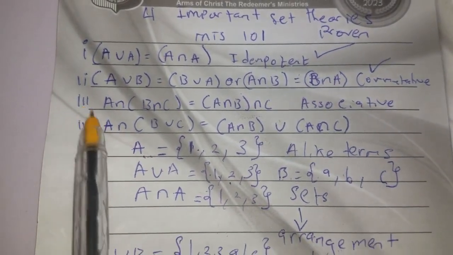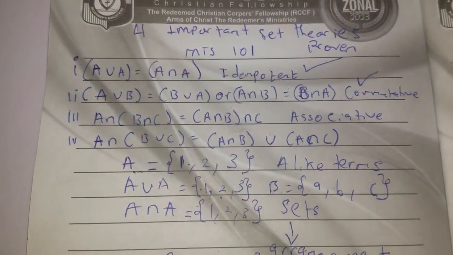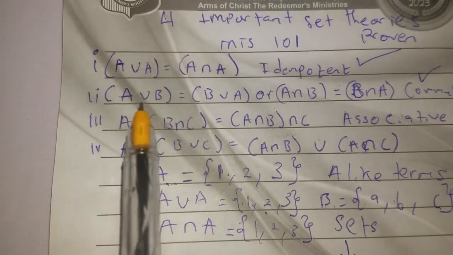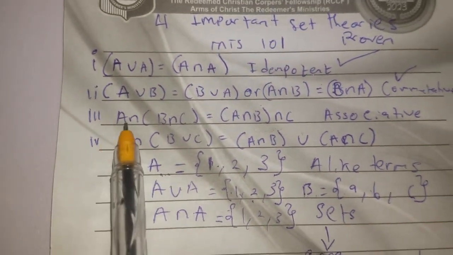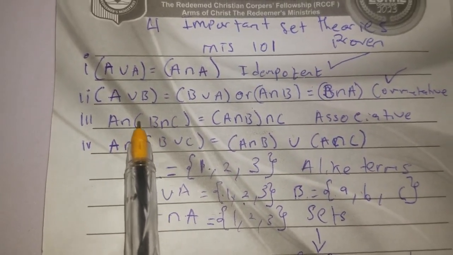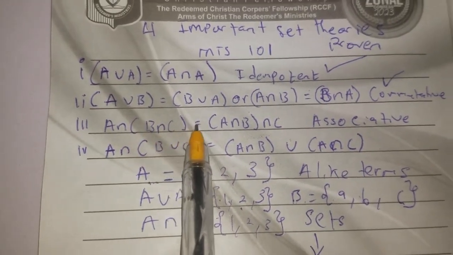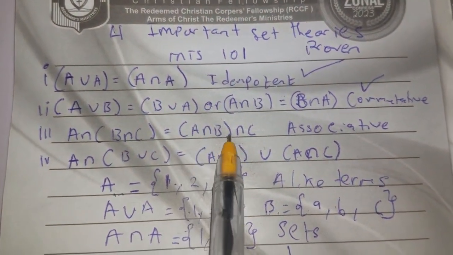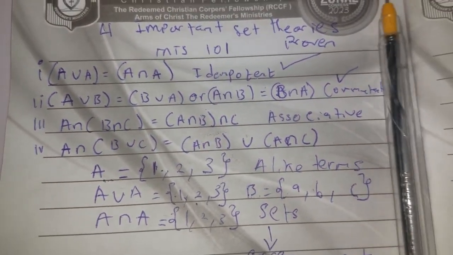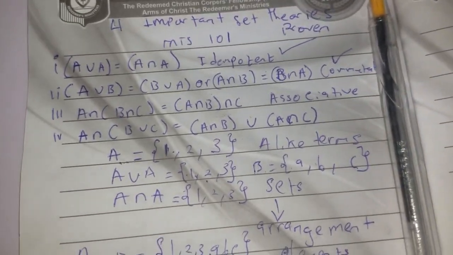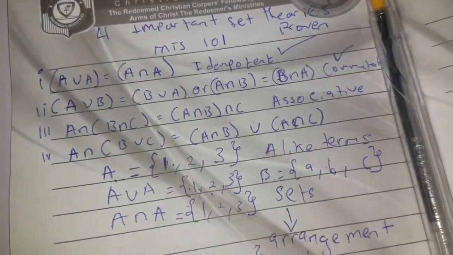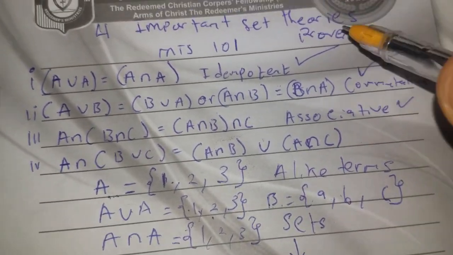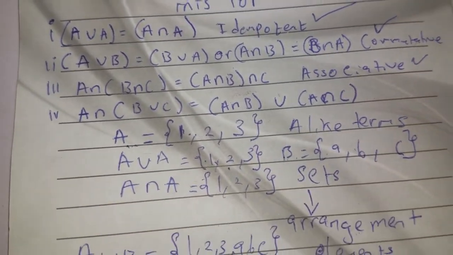Okay, let's go to law 3, should we? Alright, law 3: A intersection (B intersection C) is equal to (A intersection B) intersection C. Okay? Now this one is called the associative theory. Alright, now let us continue.